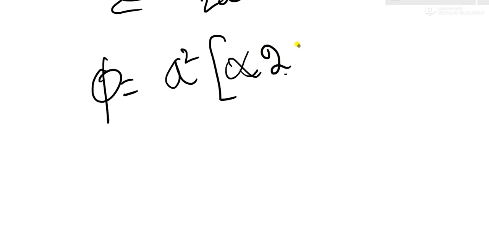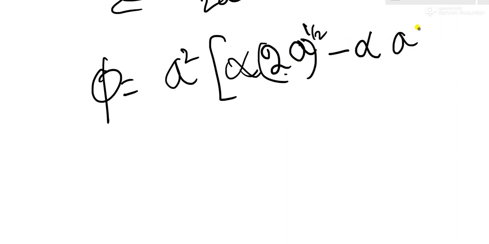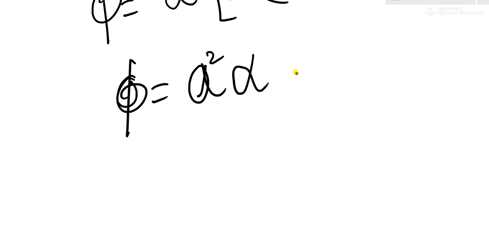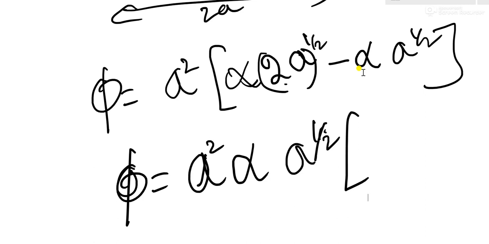So total flux is equal to a square, which is going to be alpha (2a)^(1/2), whole square, minus alpha a^(1/2). Alpha you can take common right now. Alpha I am taking common outside. Alpha and a also you can take. Total phi is equal to a square alpha a^(1/2) I am taking common outside. If I take a^(1/2) common outside, here I'll get 2^(1/2), so square root of 2 minus 1. Like that I'll get the flux.